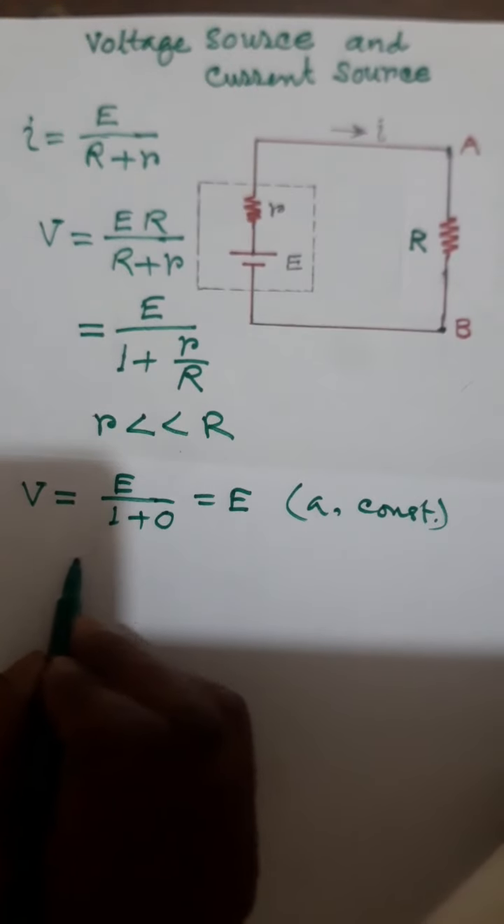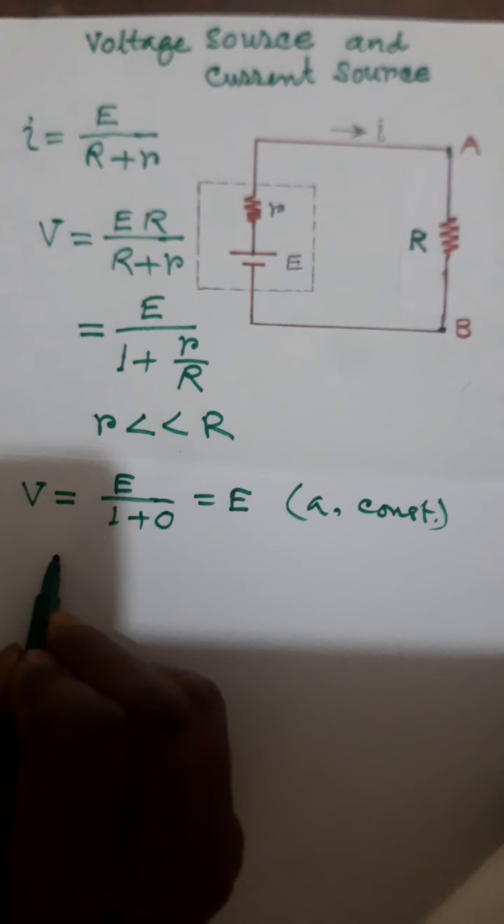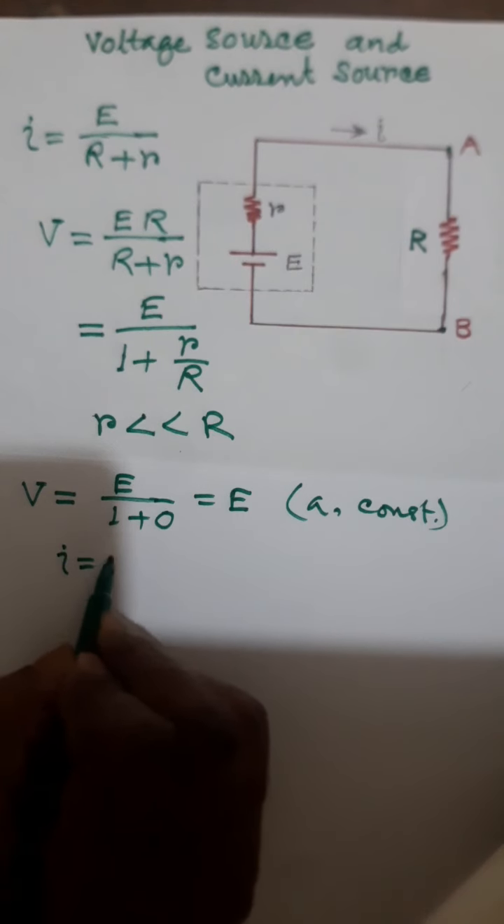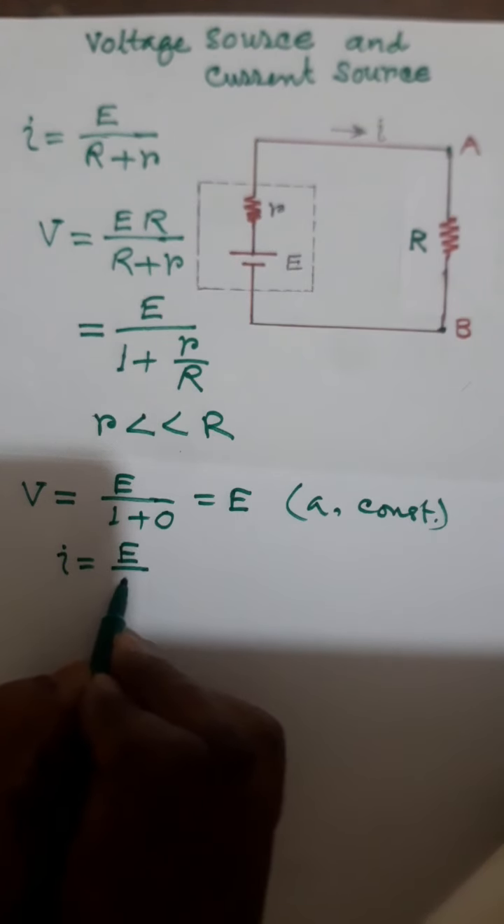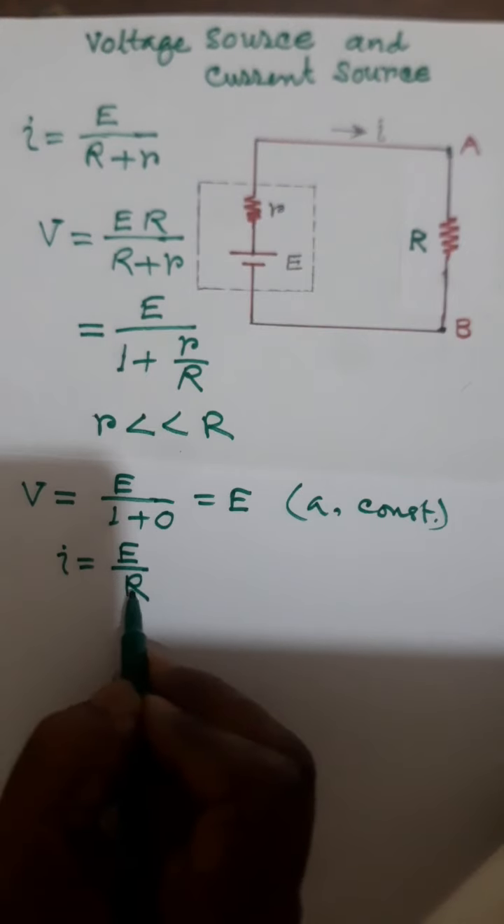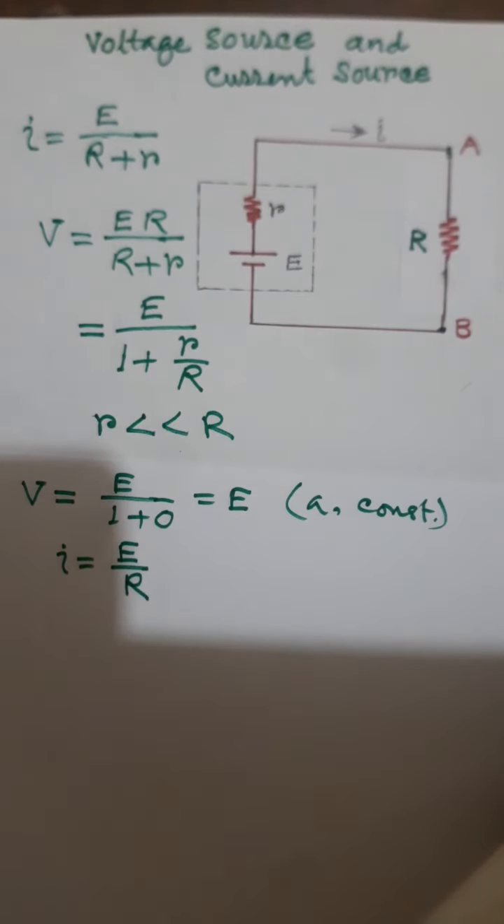And the load current I equal to E divided by capital R. Thus, we have a constant voltage across the different loads, but the load currents are different for different loads. In such a case, the source is called a voltage source, which provides a constant voltage.